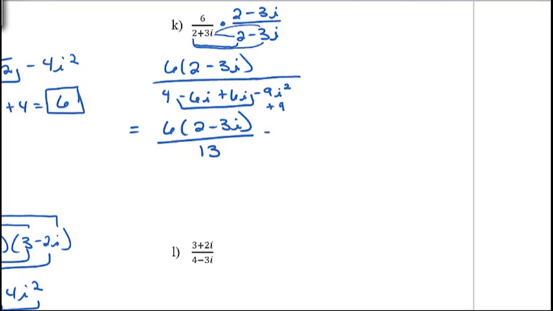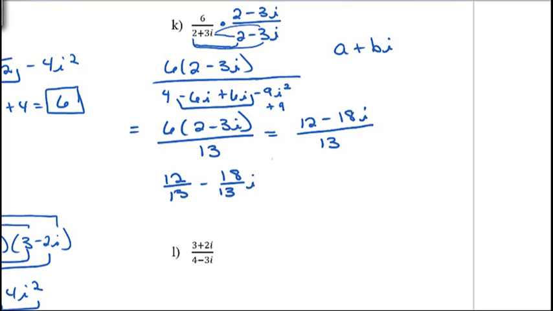And so nothing's going to cancel, so now I want to distribute that 6, giving me 12 minus 18i divided by 13. And we need to write this in the form a plus bi. So we need to take 12 over 13 minus 18 over 13i.